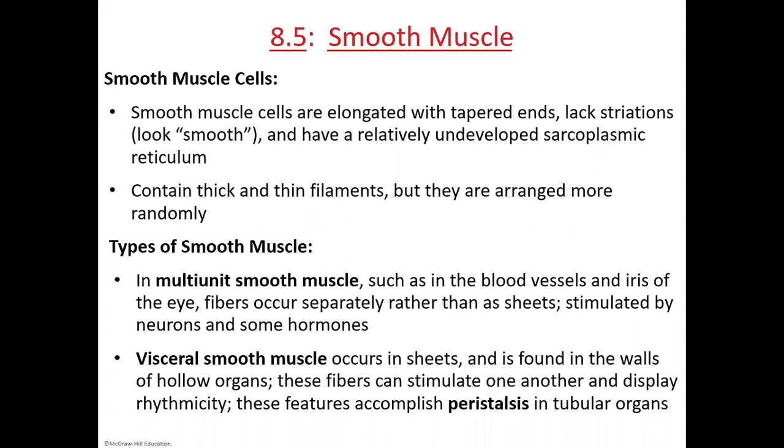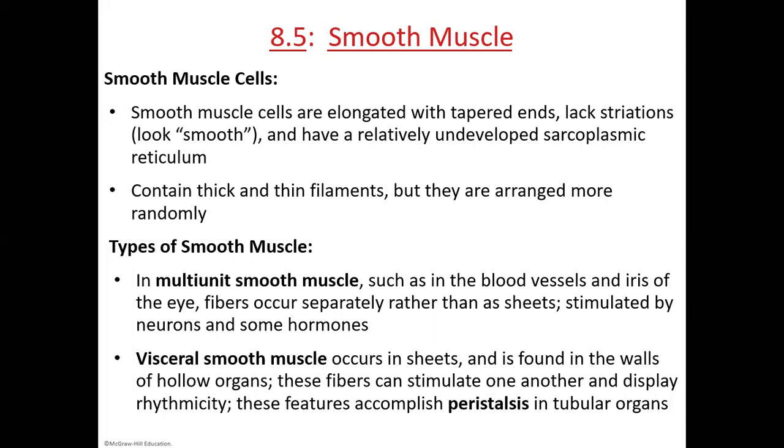So smooth muscle cells, if you remember all the way back to one of the beginning chapters on histology, there's 3 different types of muscle tissue. So there's skeletal, which is what we've been talking about until now. There's smooth and there's cardiac. So you do need to remember the differences between them.